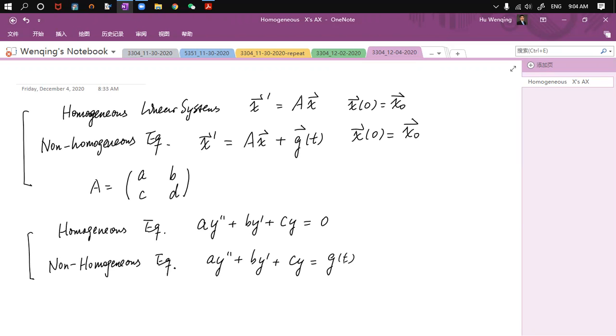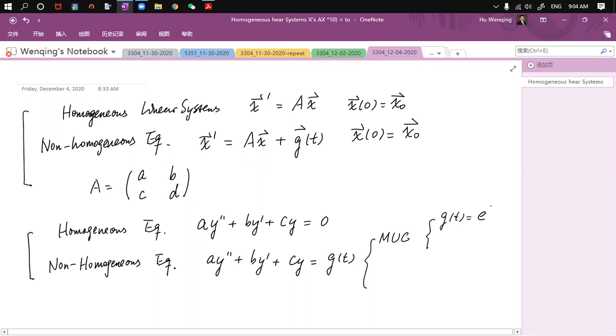If you study non-homogeneous equations, there are two ways to solve it. The first is called the method of undetermined coefficients. If you still remember, it depends on g of t being like e to the power alpha t, or maybe sine and cosine, so cosine beta t and sine beta t. This is just a little bit of review. Or it might be a polynomial. Then you're going to try the method of undetermined coefficients.